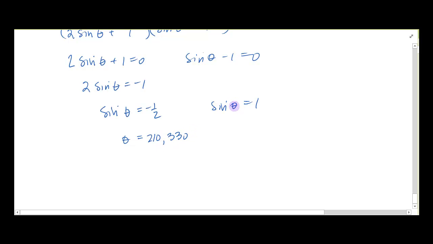And then for what angle when I take the sine of it do I get a positive 1? Well, that's occurring at 90 degrees, so I'll just stick that one on there. So those are the 3 angles that I'm going to get when I solve this equation. So you can see that we can use our identities to get everything in the same terms, all of the same trig term, to then solve.